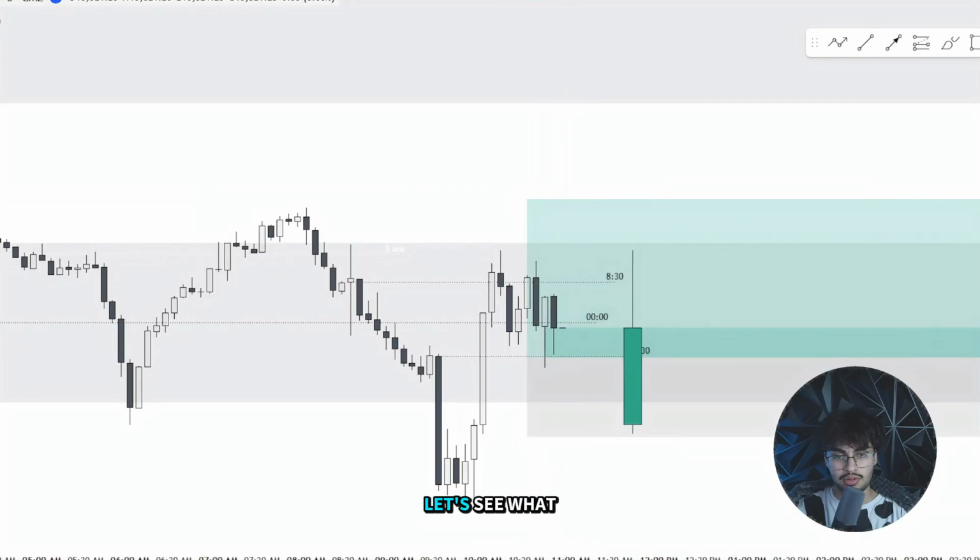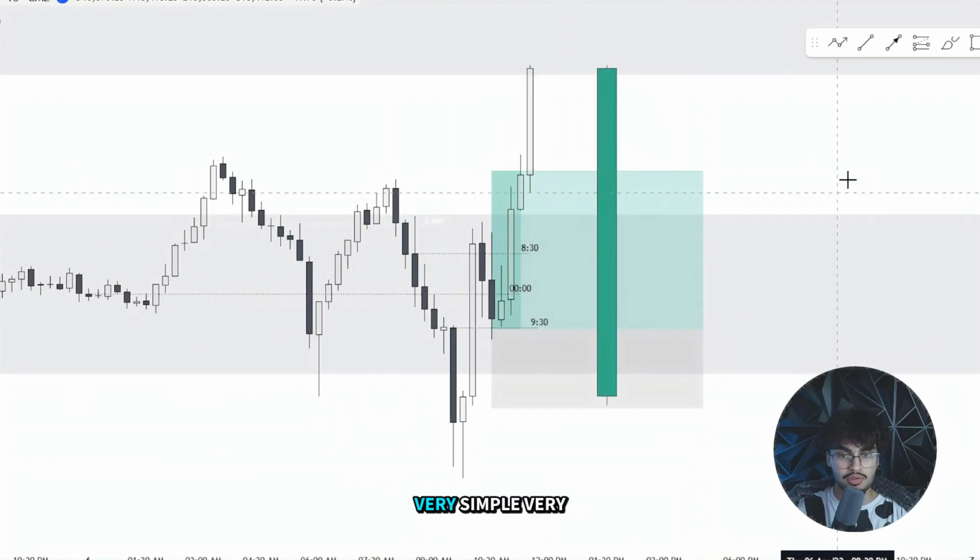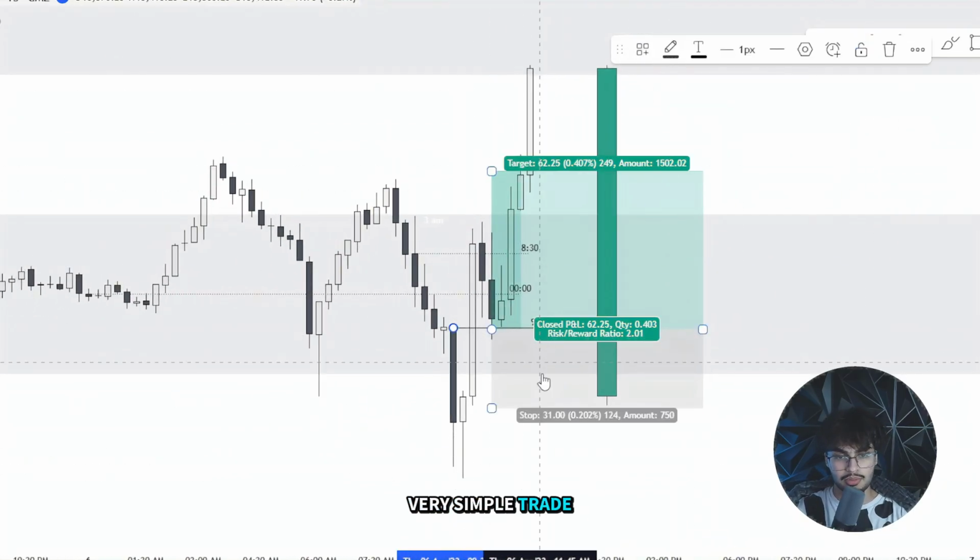So we got tapped in there. Let's see what happens. And we've got to take profit. Okay, so we racked off that 15-minute change in state. Very simple. Very, very simple trade.